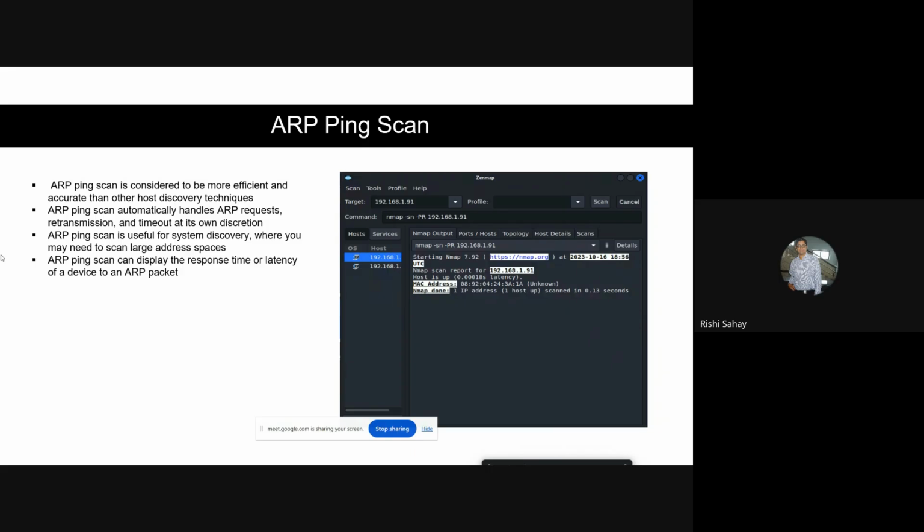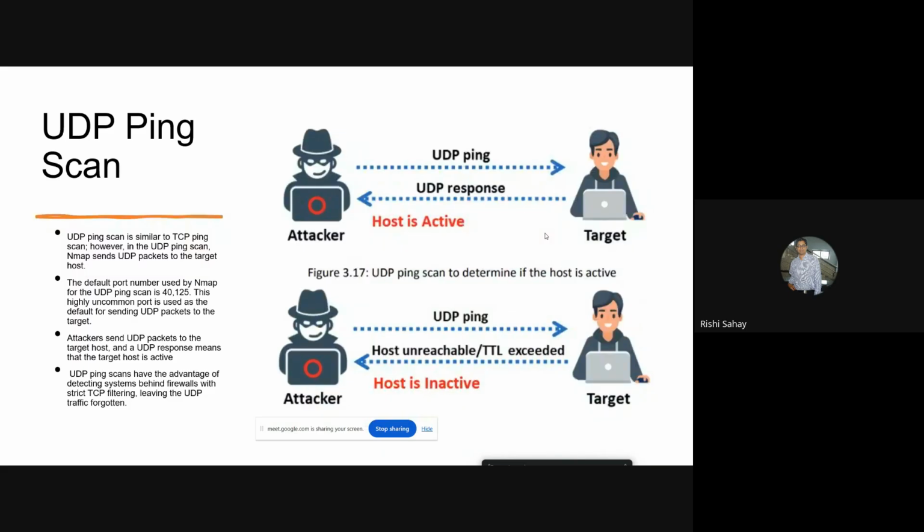Here I just used Nmap with the dash PR option on this IP address that you see, 192.168, and then it says that the host is active, and it returned me the MAC address of the host machine. Also, if you go into the host details here, you can get all those details: MAC address, IP addresses, and other information. So that is what you get when you are doing the ARP scan.